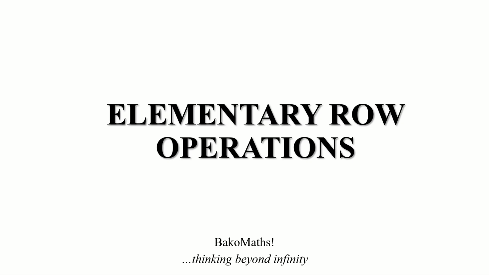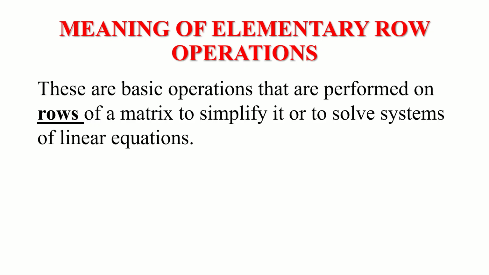Let's get started. And so we start with the meaning of elementary row operations. Elementary row operations are the basic operations that are performed on rows of a matrix to simplify it or to solve systems of linear equations. And so the underlined word here is rows of a matrix. If we want to perform elementary row operations, we don't perform them on the columns of that given matrix, but rather the rows of that matrix.